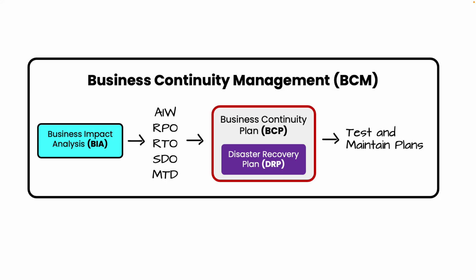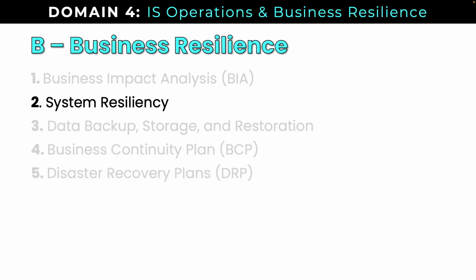Now, in those key metrics, the key outputs of the business impact analysis, the three metrics that are going to be most relevant to you, most important for this exam, are the recovery point objective, the recovery time objective, and the maximum tolerable downtime. So we'll dig into all three of those over the course of this session. So let's dig into system resiliency.